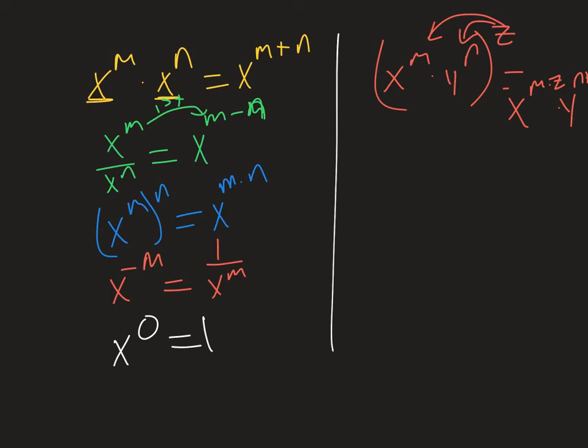Similarly, if it's a quotient, if you have x to the m over y to the n, all to the power of z, well, then you can write that as x to the mz divided by y to the nz. And those are some basic exponent laws to get us started.